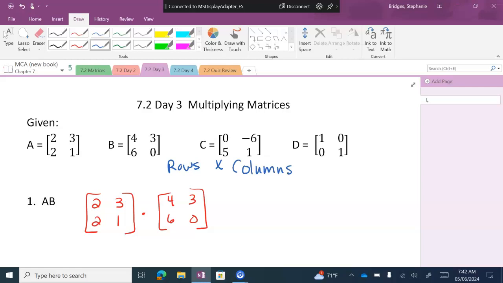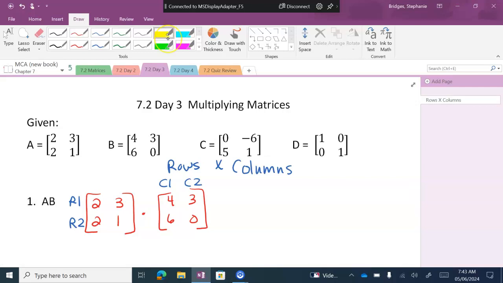So what I like to do first is I label the rows in the first matrix. How many rows does this first matrix have? 2. So I'm going to label them on the outside, row 1 and row 2, like that. Okay. So again, row 1 and row 2. And then I'm going to label the columns in the second matrix, column 1 and column 2. And this is just to help me keep organized what I'm doing as I go through the process.